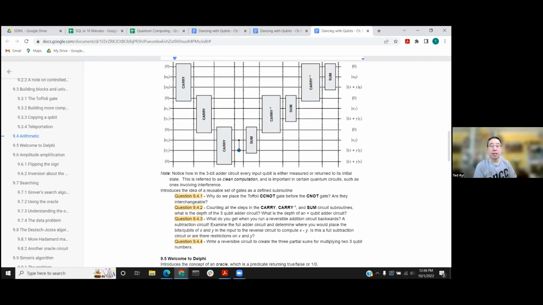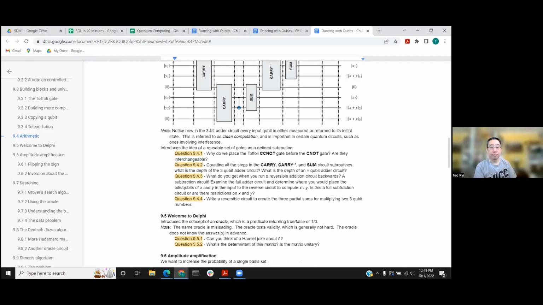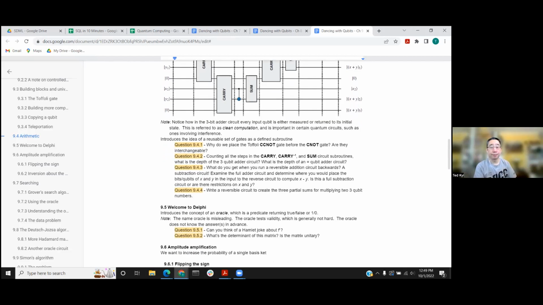Okay, and so the other concept here is the idea that if you have a little sub-circuit, we can call this a subroutine, we can reuse it over and over again. I'm guessing that's not really a difficult concept for people here. All right, any questions about any of the exercises, the questions, or what we're doing here?